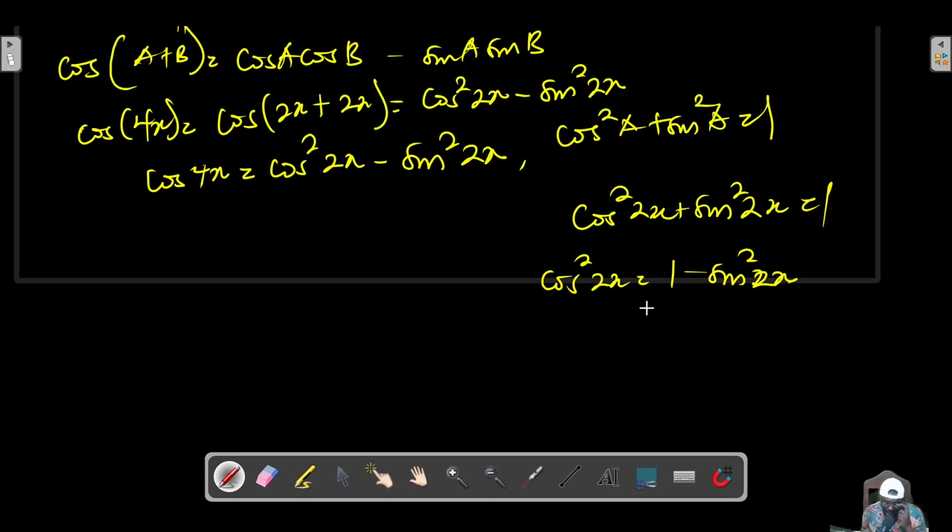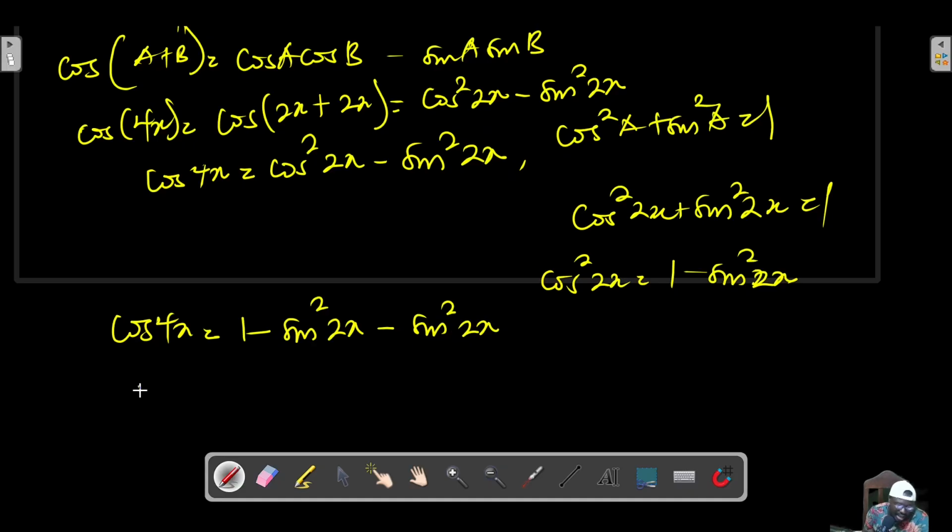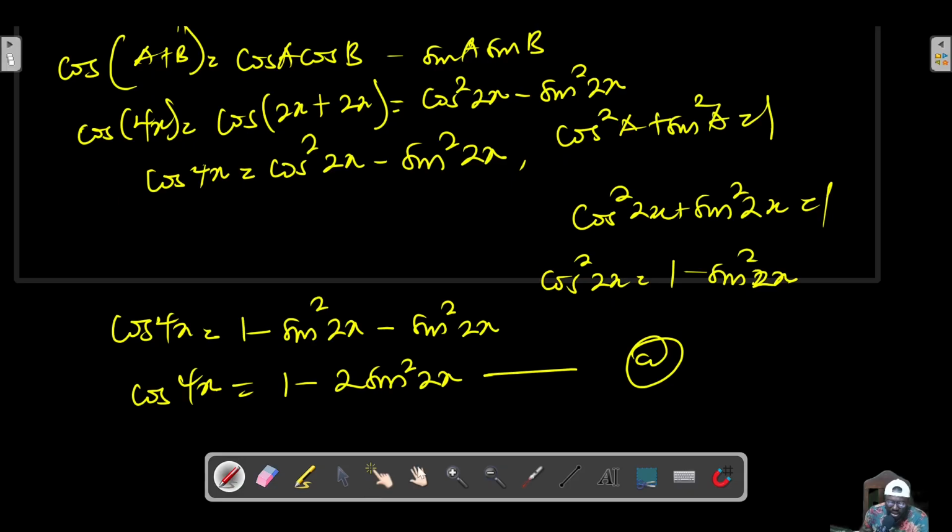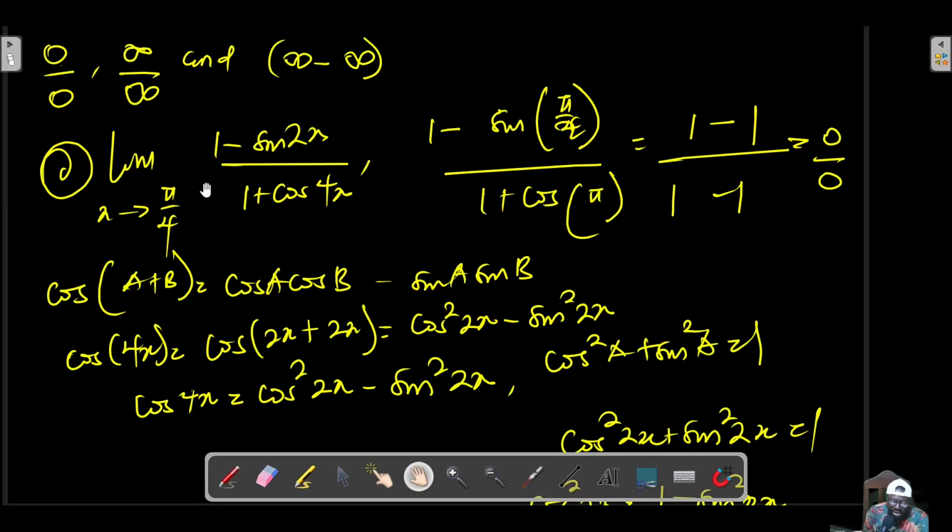So I want to substitute cos squared 2x as 1 minus sine squared 2x into the expression. So I end up with cos 4x equal to 1 minus sine squared 2x minus sine squared 2x. I end up getting cos 4x is equal to 1 minus 2 sine squared 2x. So I substitute this expression, let me call it A, into the limit expression.